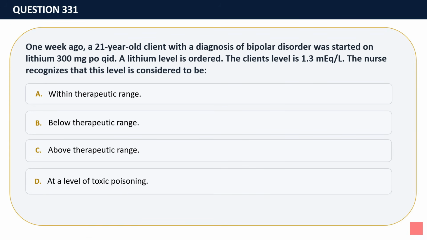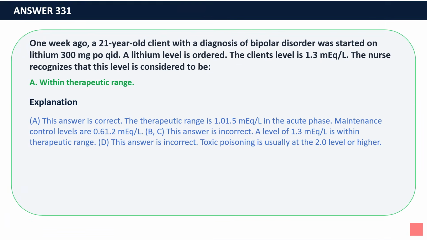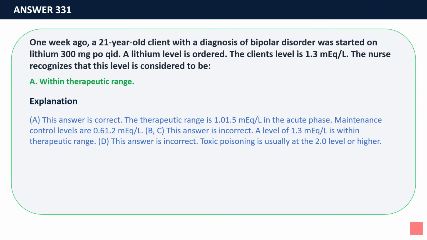Question 331. One week ago, a 21-year-old client with a diagnosis of bipolar disorder was started on lithium 300 mg per QID. A lithium level is ordered. The client's level is 1.3 milliequivalent/L. The nurse recognizes that this level is considered to be A. Within therapeutic range. B. Below therapeutic range. C. Above therapeutic range. D. At a level of toxic poisoning. Answer: A. Within therapeutic range.